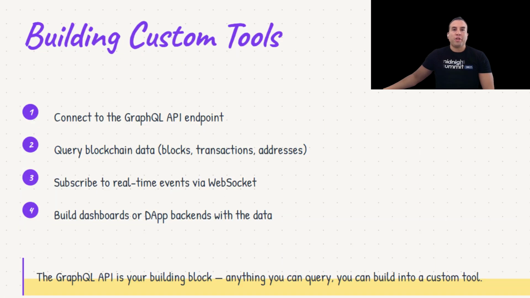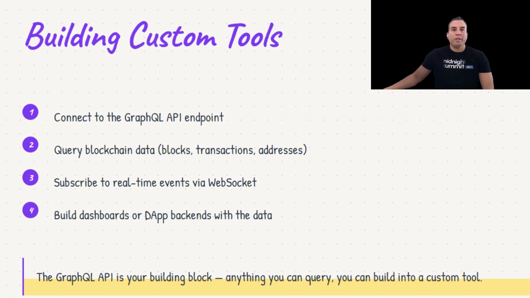One of the best things about this architecture is how easy it is to build your own tools on top of it. The pattern is always the same. Step 1. Connect to the GraphQL API endpoint. Step 2. Query the data you need: blocks, transactions, addresses, whatever. Step 3. Optionally, subscribe to real-time events via WebSocket for live updates. Step 4. Build your dashboard, monitoring tool, or app backend using that data.